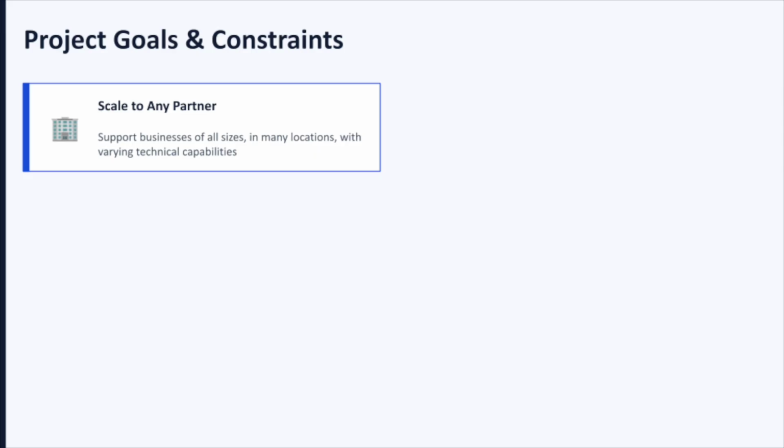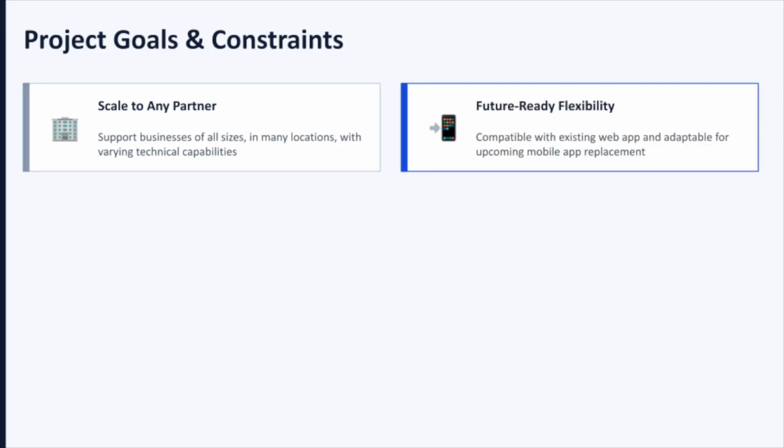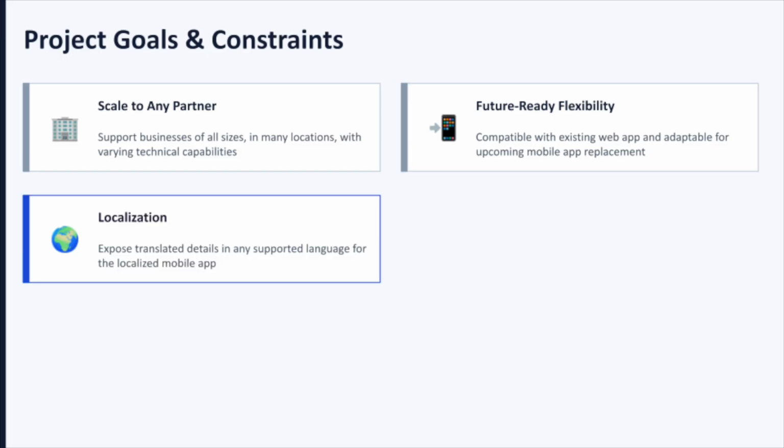Our partnerships lead wanted to make sure that we wouldn't need to turn any potential partners away. So the API would have to cater to businesses of all sizes in many locations with various technical capabilities. It would need to be compatible with our existing web app, but it would also need to be flexible enough to be integrated into new applications, as we anticipated replacing our web app with a mobile app in the near future. We also plan to localize the mobile app, so the Partnerships API should expose translated details in any languages we choose to support.